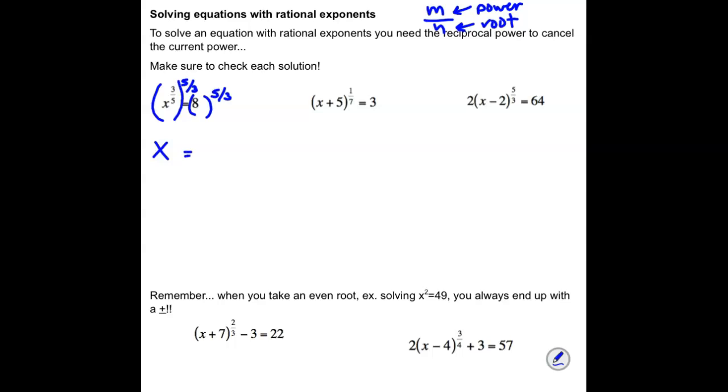On the right side, remember that that bottom number is our root. Top number is our power. So we are really taking the cube root of 8 and then raising it to a 5th power. Well, the cube root of 8 is 2, and 2 to the 5th is 32. Okay, let's check that.